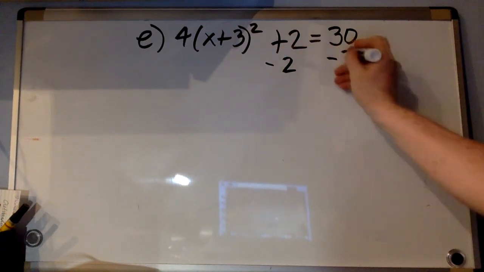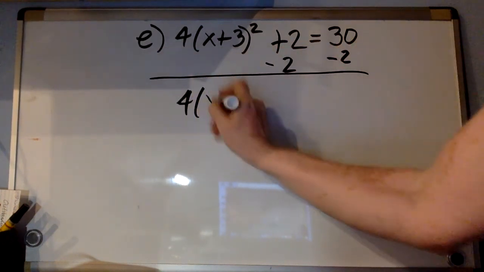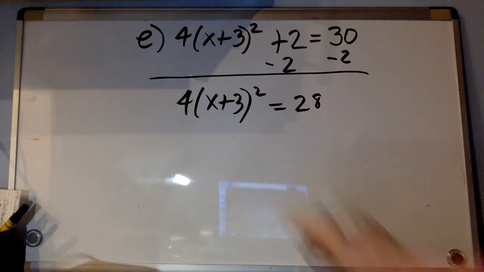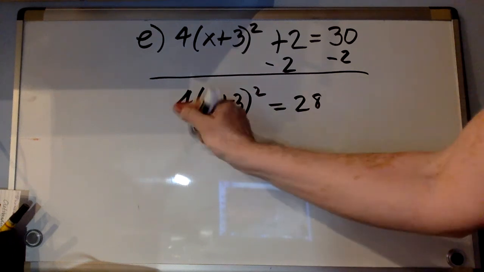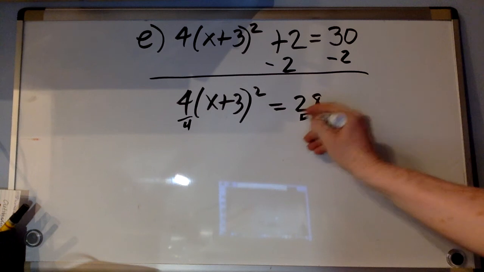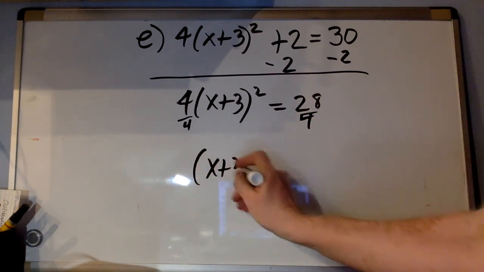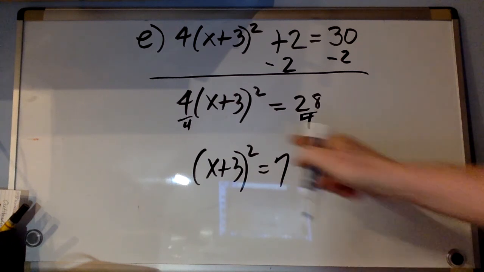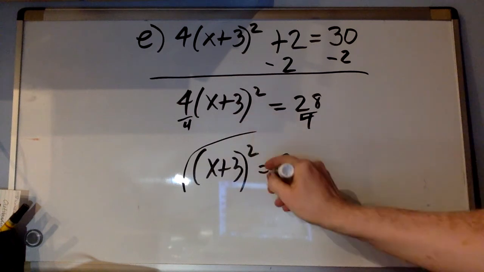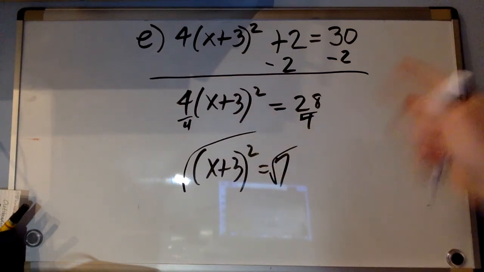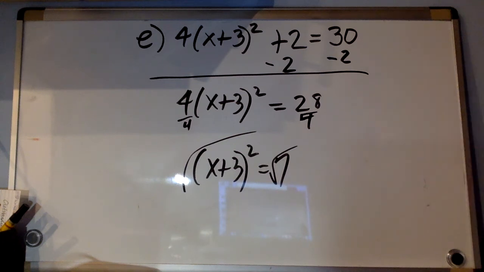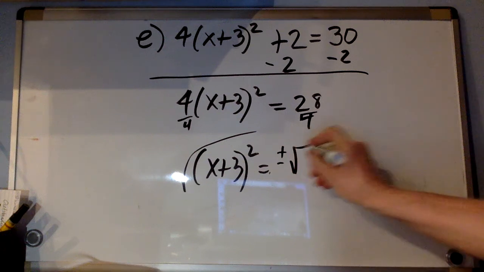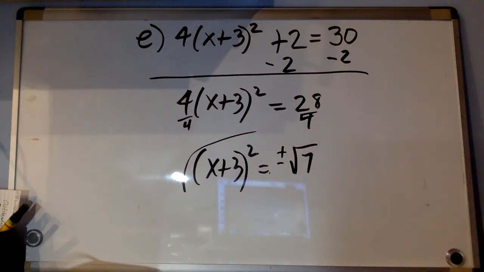So you take away 2 from each side to begin. And you're going to have 4 times x plus 3 quantity squared equals 28. And the next thing I want to do is divide each side by 4 so I can get rid of that factor of 4. So divide by 4, and I'm going to have x plus 3 quantity squared equals 7. And the next thing to do is to undo the square by taking the square root of both sides. But don't forget that when you undo a square by taking the square root, you need to consider the positive and negative square root of 7, right? So both positive root 7 and negative root 7.